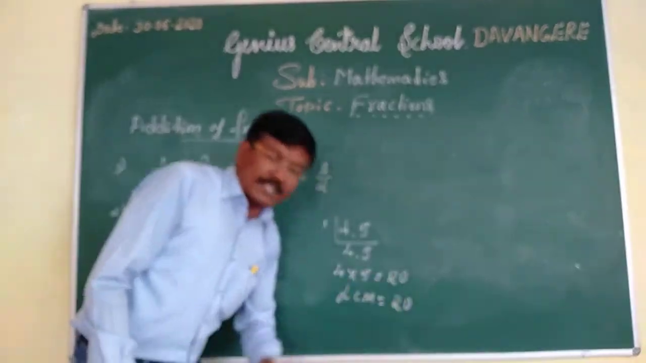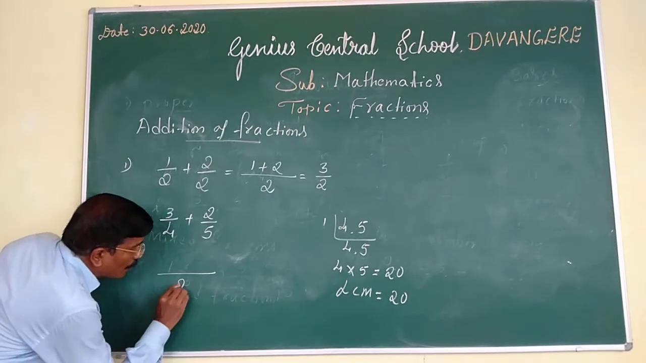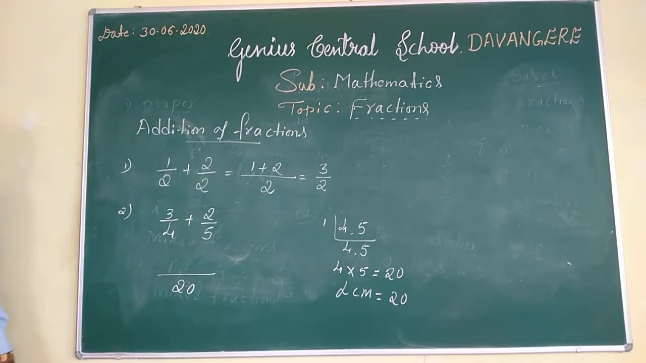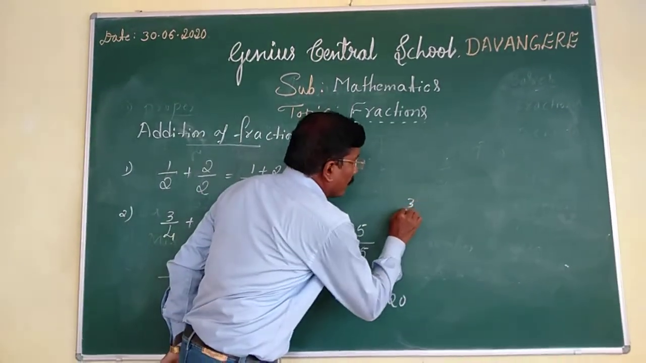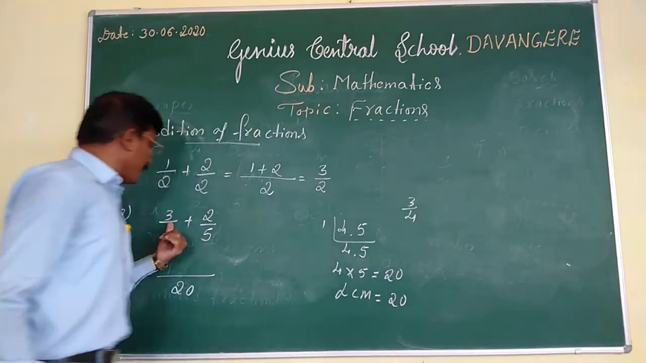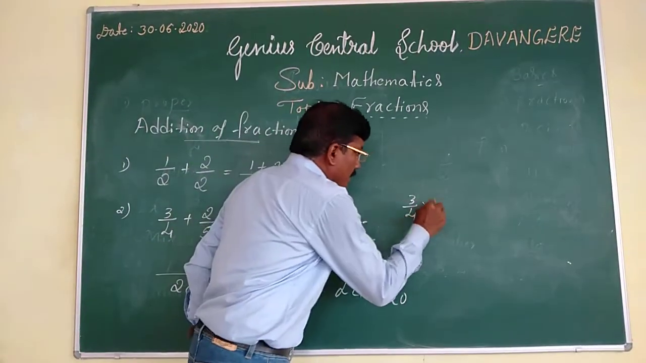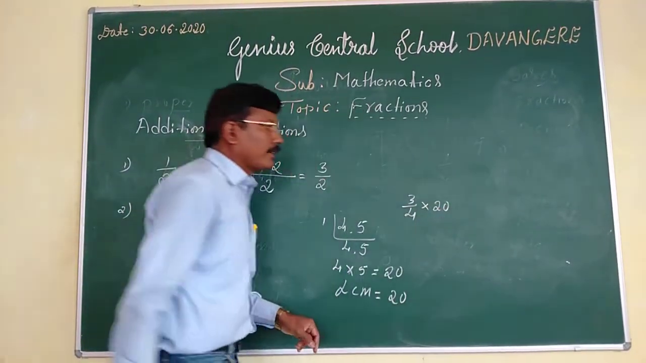So 20 is the LCM. Look here, what is the LCM of 4 and 5? This is 20. Understand? Then equalizing these fractions. First take 3/4. This is the first fraction. First equalize the denominator. Look here. What is the LCM of this? 20. Substitute here, put 20 here.